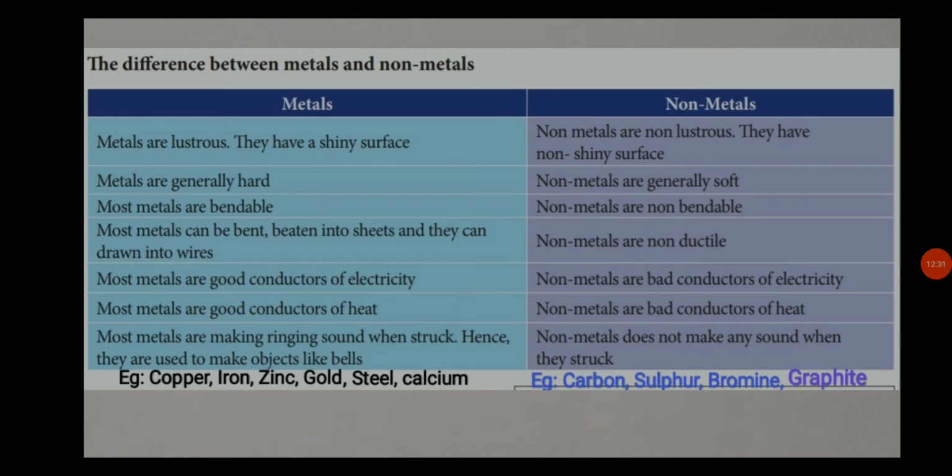Next point is most metals are good conductors of electricity, non-metals are bad conductors of electricity. Most metals are good conductors of heat, non-metals are bad conductors of heat. Most metals make a ringing sound when struck, hence they are used for making objects like bells. Non-metals do not make any sound when struck. Examples for metals are copper, iron, zinc, gold, steel, calcium. Non-metals are carbon, sulfur, bromine, graphite.